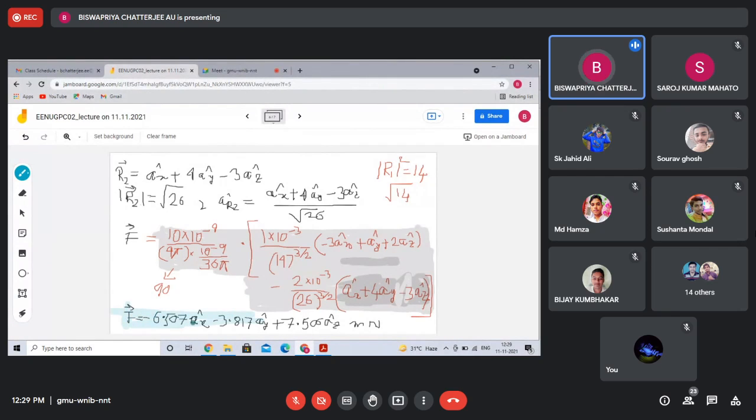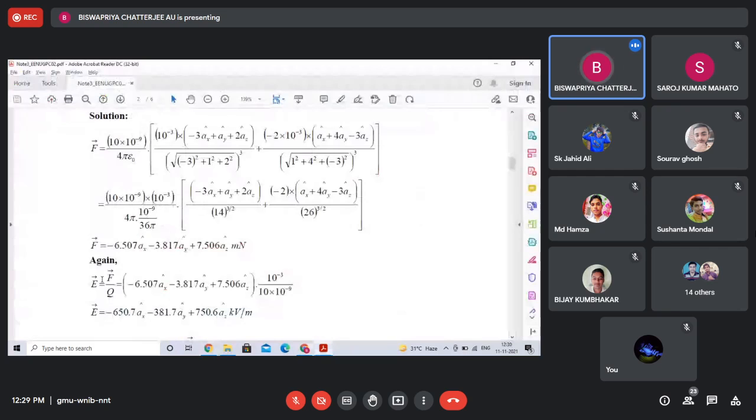Now, if you divide this with this charge, force per unit charge, that means you need to divide this expression with this 10 nanocoulomb. So the result will come in this. Again, you see the electric field intensity, force per unit charge. So whatever this expression is, you need to divide it with 10 nanocoulomb charge. So the resulting expression will be this, and the unit must be kilovolt per meter.